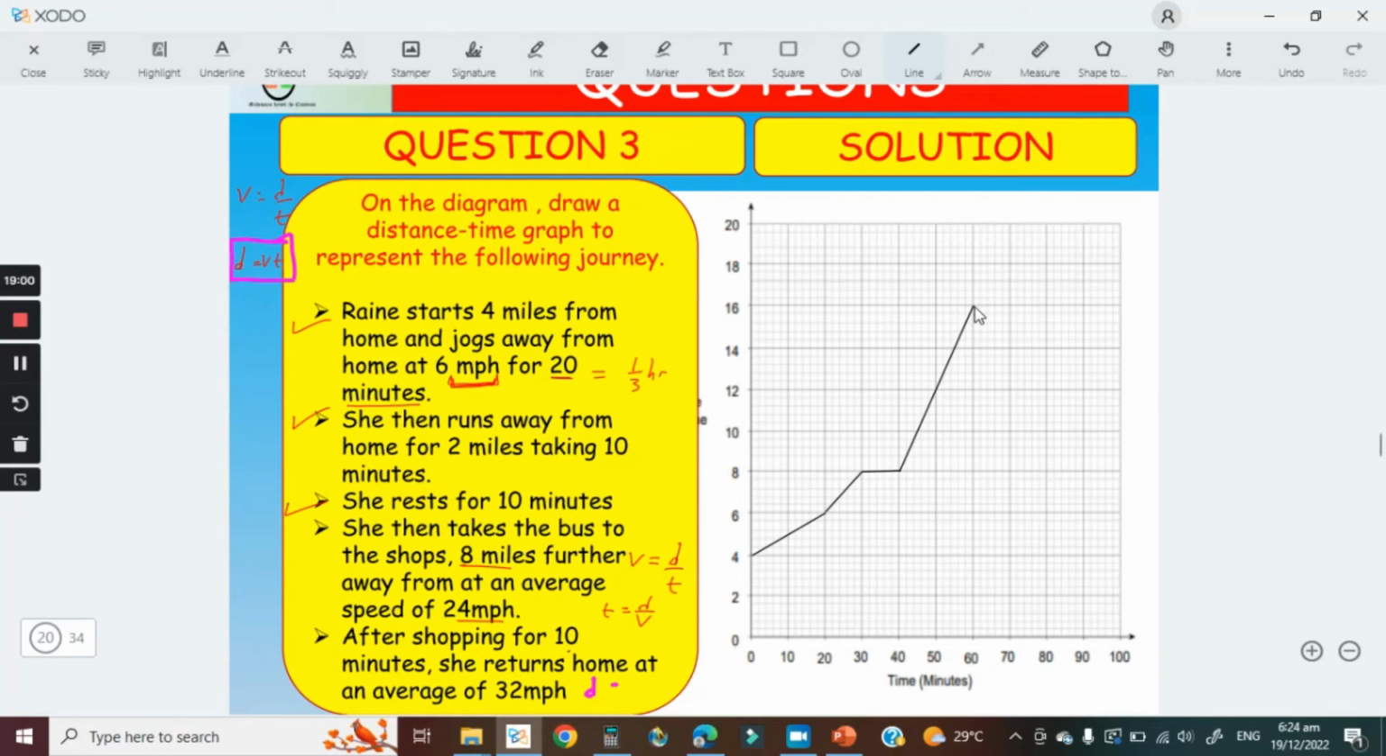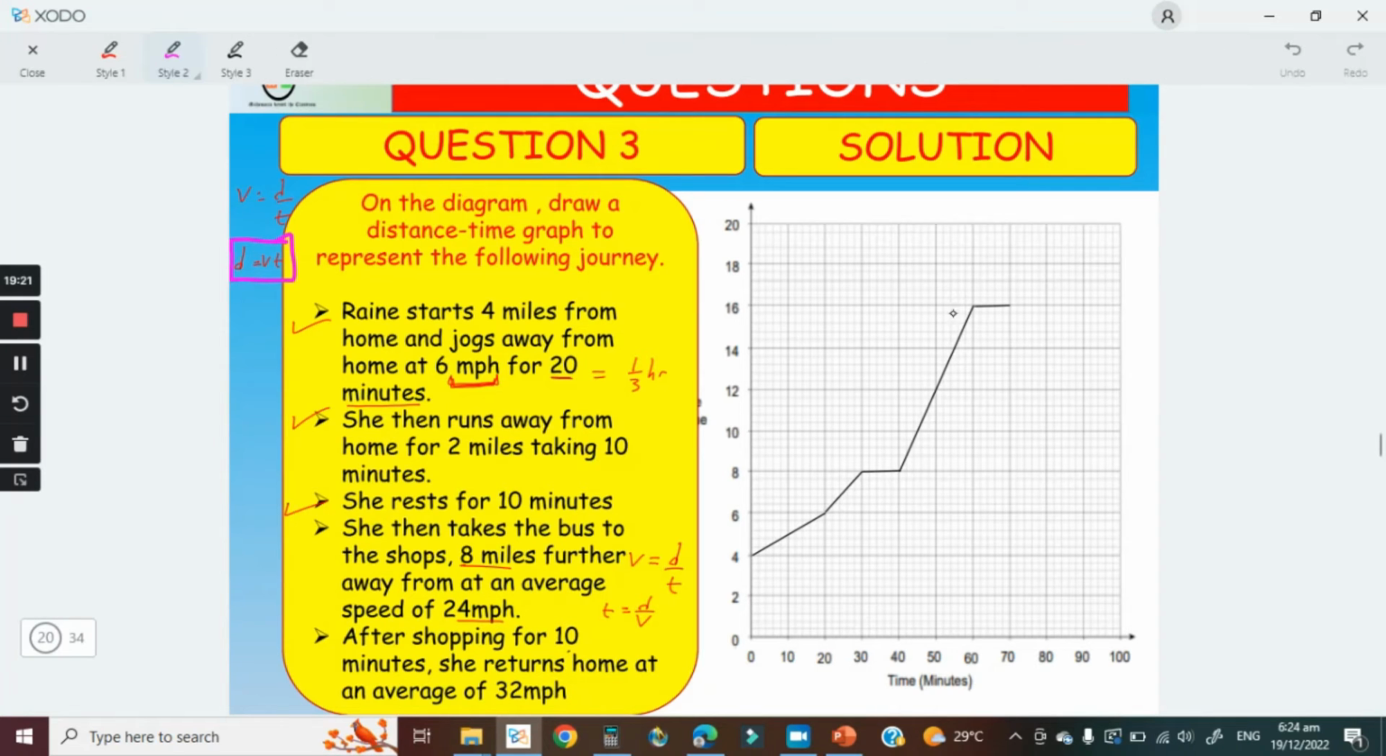Afterwards, as we said, she shopped for 10 minutes right here. So this is 10 minutes of shopping. And then after shopping for 10 minutes, she traveled at an average speed of 32 miles per hour returning home. Returning home means she goes back to the origin, but we need to now work out the time. How far is she away from home now? The distance she's away from home is 16. So we know that 16 is the distance and the speed is 32.